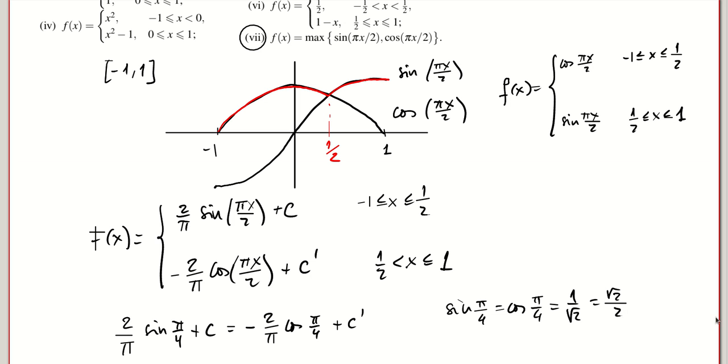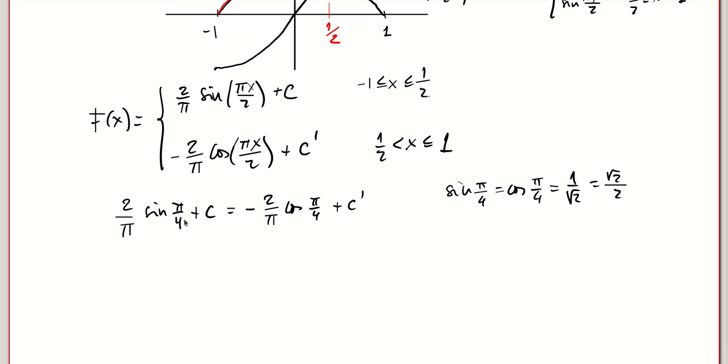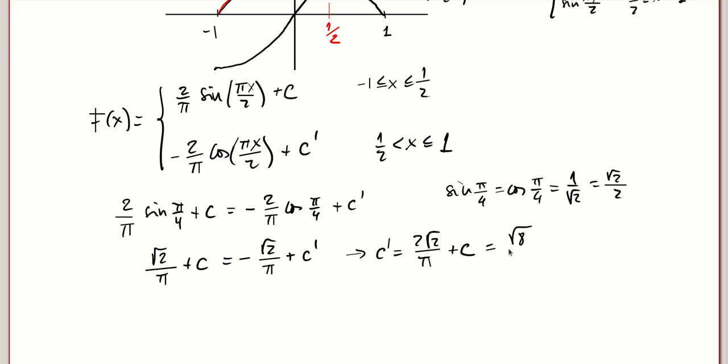I'm going to use the second form because it is more convenient here, because there's a 2 here, right? So what we have is, in this case, square root 2 over pi plus c is equal to minus square root 2 over pi plus c prime. So c prime is 2 square root 2 over pi plus c, or if you prefer, 2 square root 2 is square root 8 over pi plus c, all right? So we can write this here, square root 8 over pi plus c.